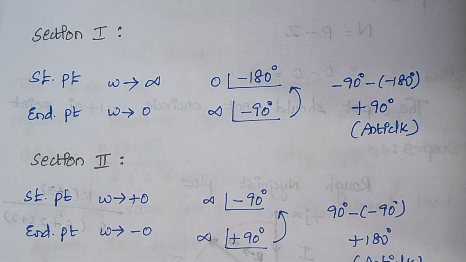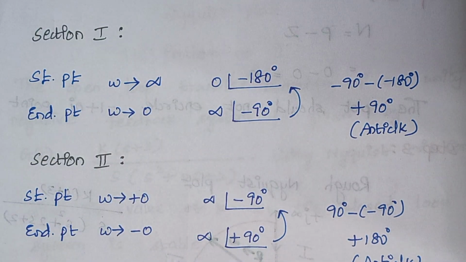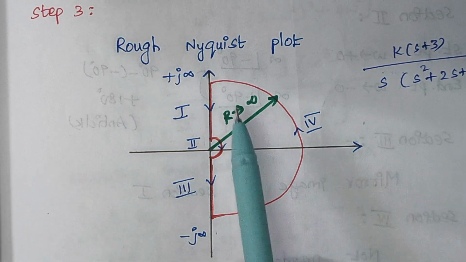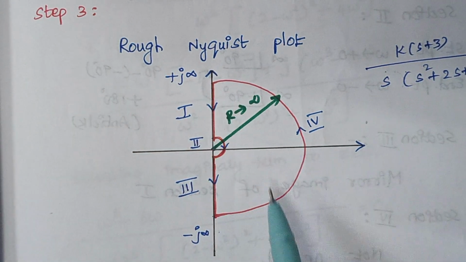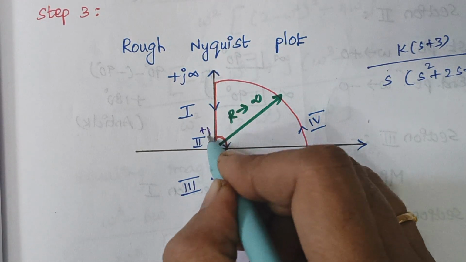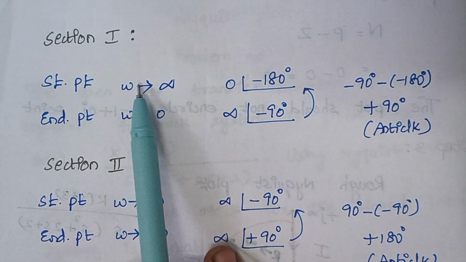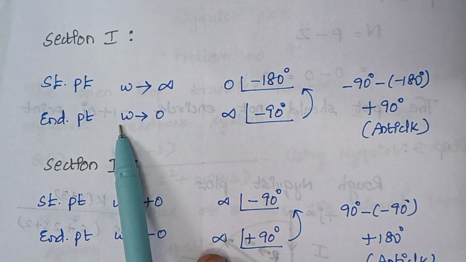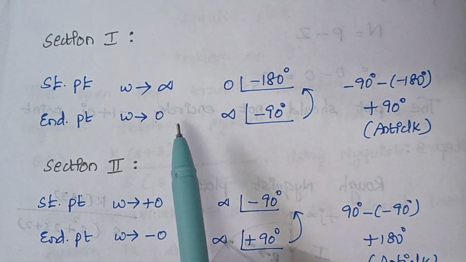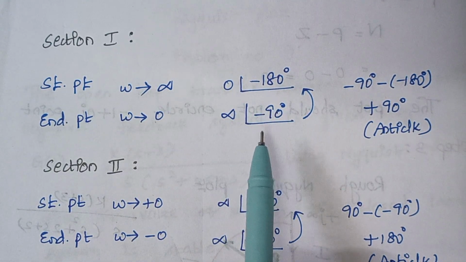Now we are going to analyze section-wise. So first is section 1. When you look at the rough Nyquist plot, what is the starting point of section 1? It starts at plus j infinity, right? And it ends at plus j 0 here. So it starts at omega as infinity and ends at omega is 0. Now we have to substitute these two values in the magnitude and phase expressions and finally we have to come up with this type of answers.